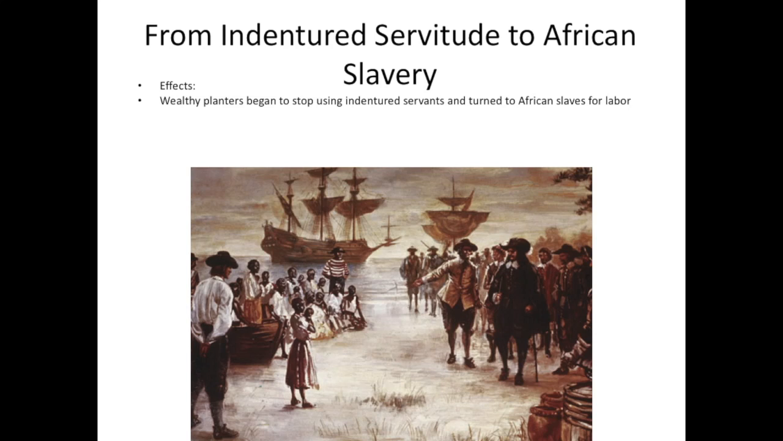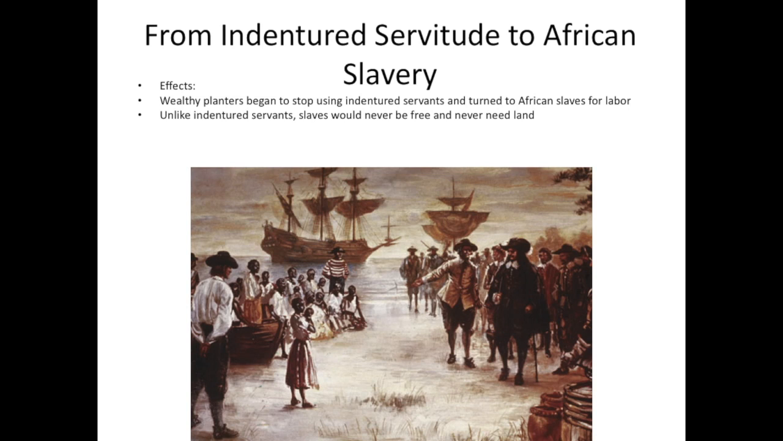Why African slaves? Well, African slaves are going to prove in many ways. First off, they're going to be harder to get because they have to be traded for. They don't sign contracts. They have to be basically kidnapped from Africa, and then bought from slave traders, so they're harder to get. But once a wealthy planter has an African slave, they prove much easier to control.